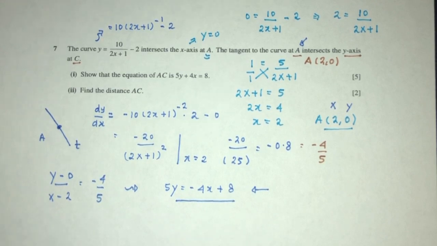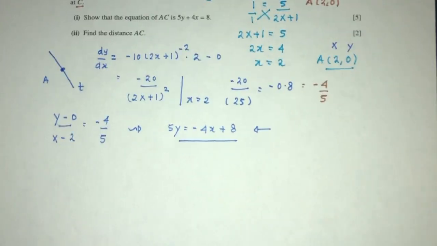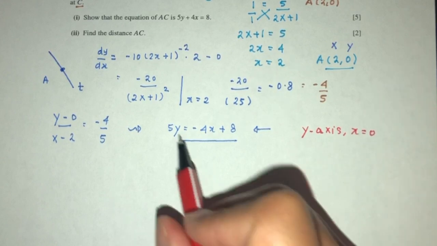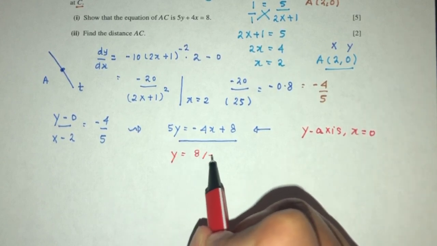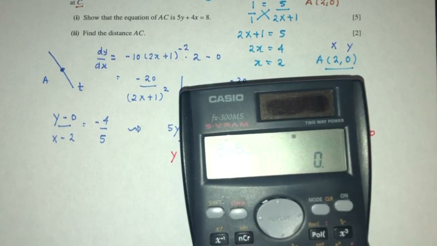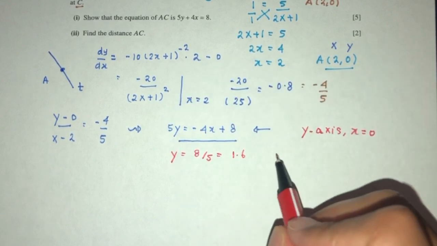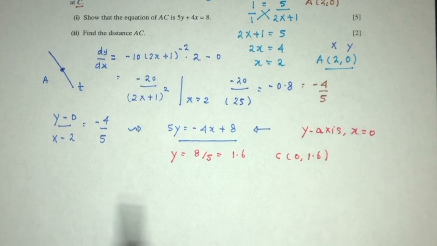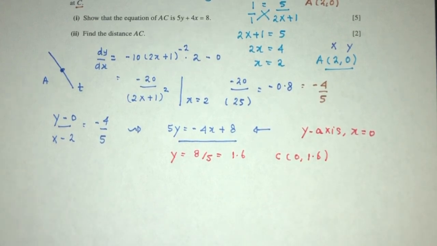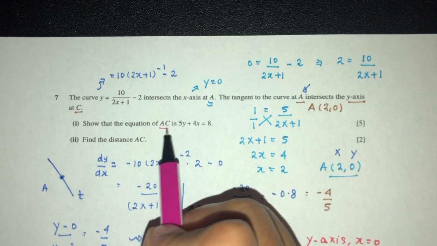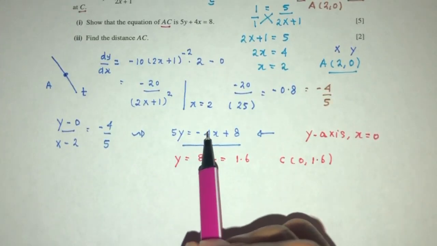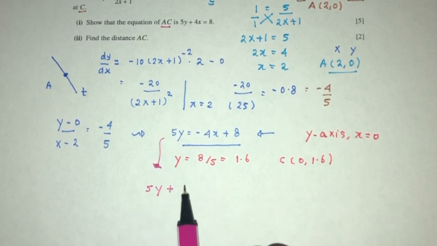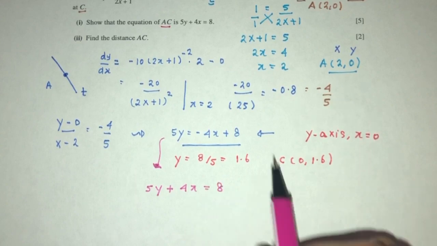Now to find the point C, we understand the tangent crosses the y-axis, so at y-axis we know the value of x has to be 0. Replace, you will have y has to be 8 divided by 5. That will be 1.6. So the point C will be 0, 1.6. Okay, that will be point C. Now the first part here is we have to find the equation of AC. We have seen it is 5y. We can send this over here, for example. Let me write this correctly. We send this over here, become 5y plus 4x equal to 8, shown as required.